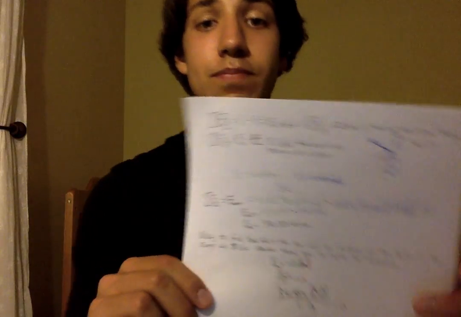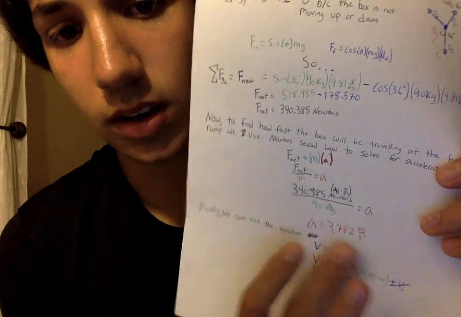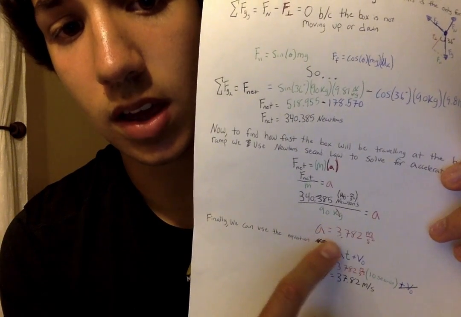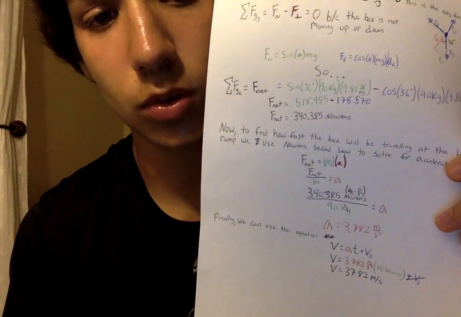So after this, we need to go into our second step, which is to find the acceleration. So what we do here is we use Newton's second law, F equals ma, and since we know the mass and we know the force, we can then take the 340.385 newtons and divide by the mass, which is 90 kilograms, and that gives us the acceleration. So you can see right here that after doing that computation, we get a equals 3.782 meters per second squared.